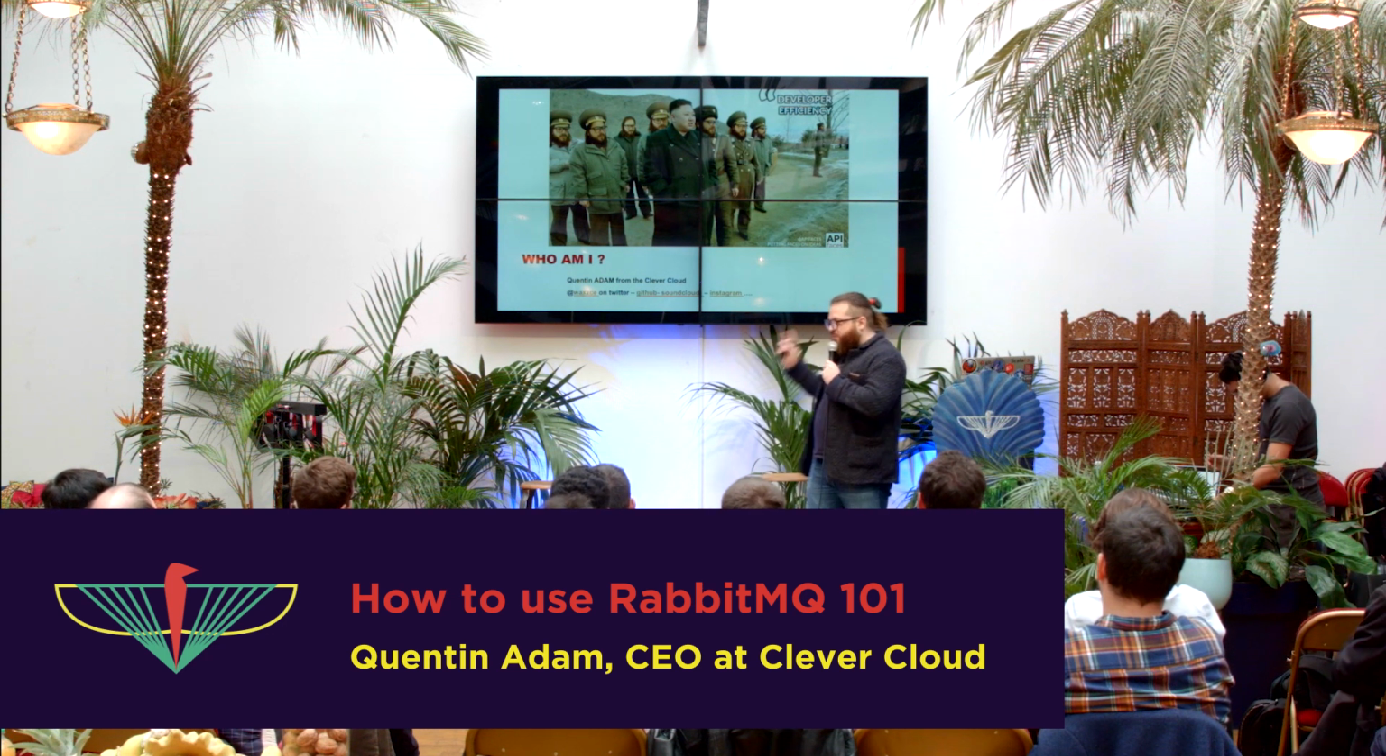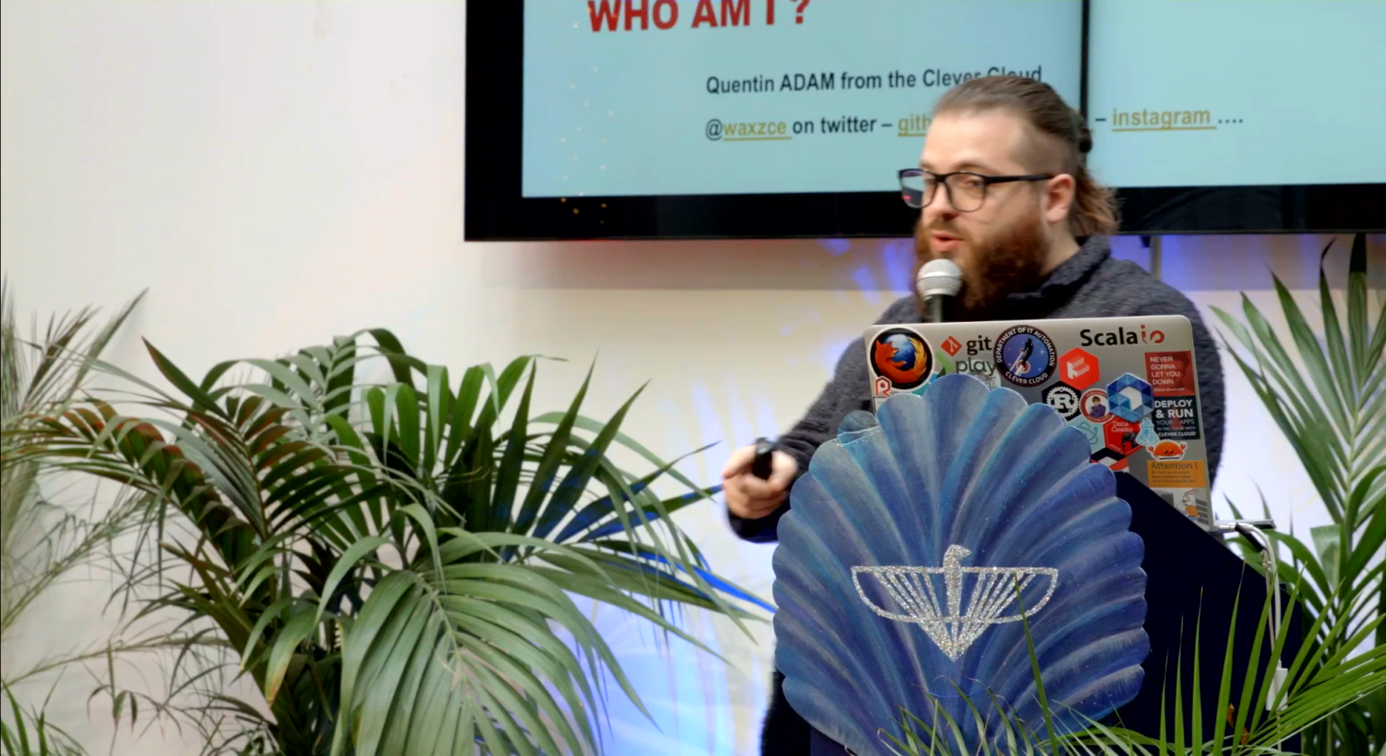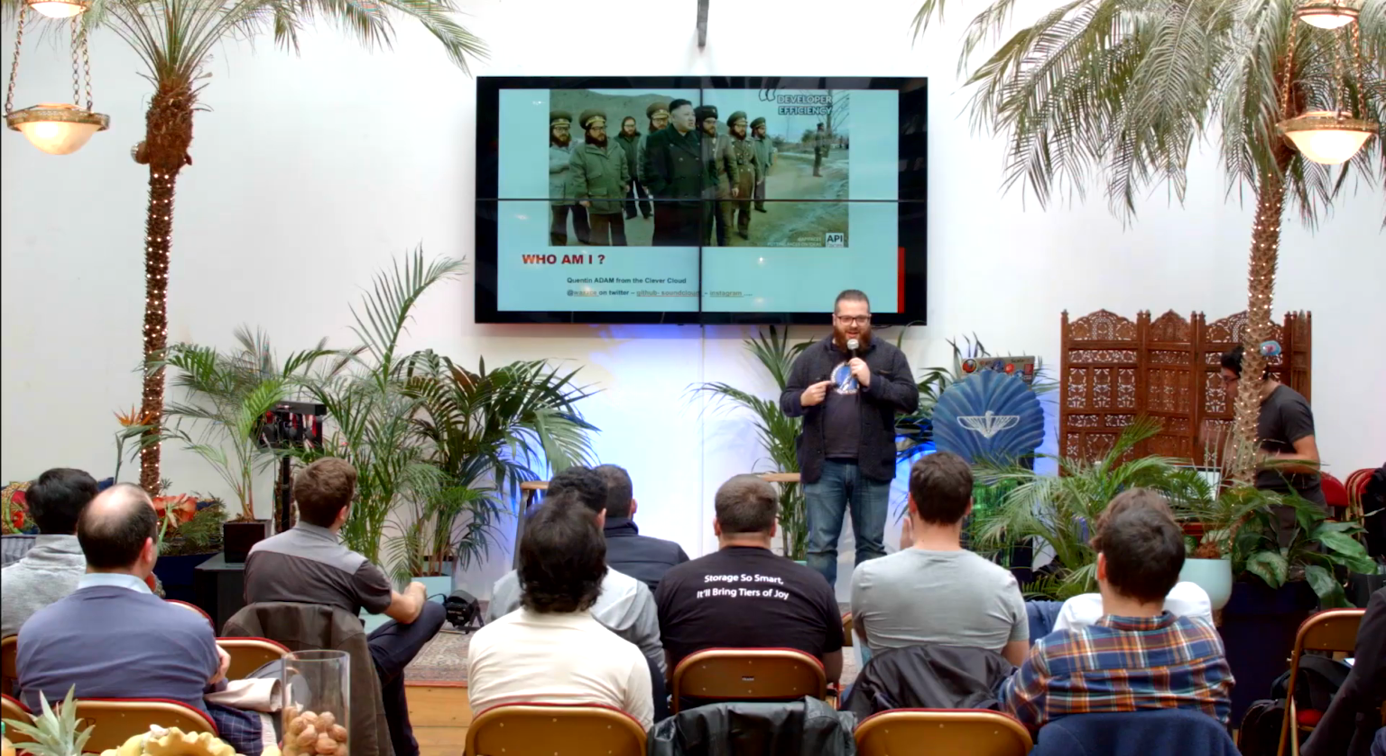Let's talk about RabbitMQ. Just to be clear, my name is Quentin Adam. I have this unpronounceable Twitter handle, which is very cool because it's available on every social network, except there is one guy who stole it for me from Pokemon Go. And if you can find this guy, I have to discuss with him.